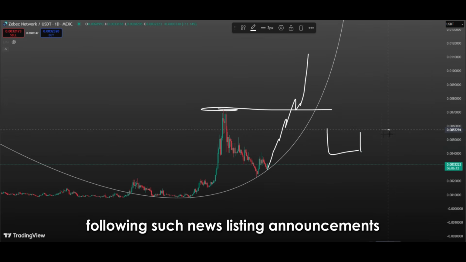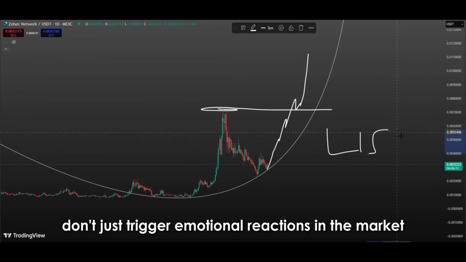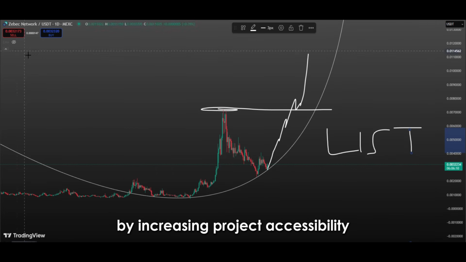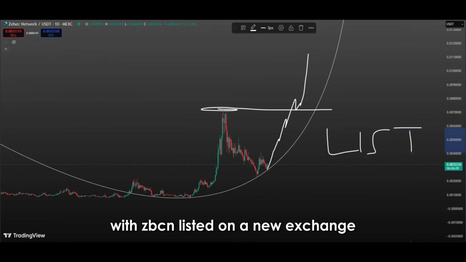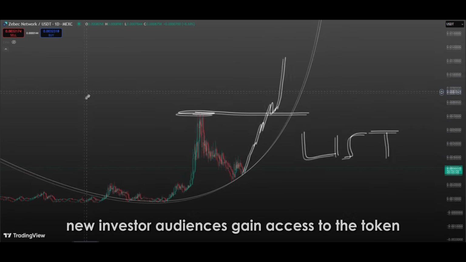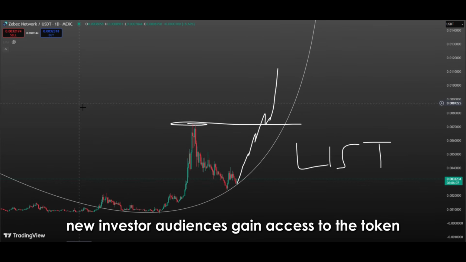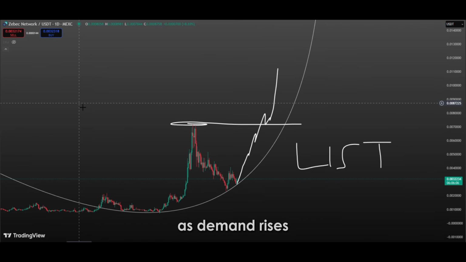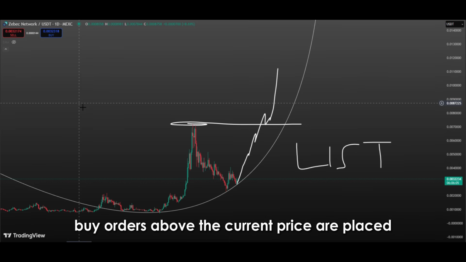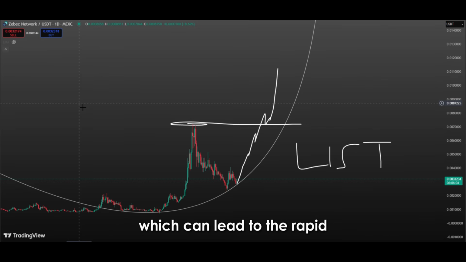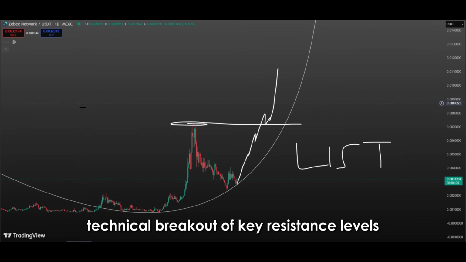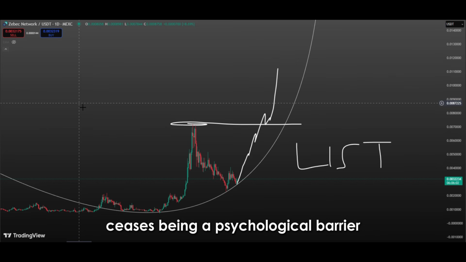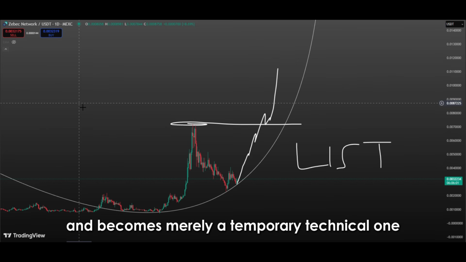following such news. Listing announcements don't just trigger emotional reactions in the market, they also enhance liquidity by increasing project accessibility. With ZBCN listed on a new exchange, new investor audiences gain access to the token, disrupting the supply-demand balance and driving demand higher. As demand rises, buy orders above the current price are placed, which can lead to the rapid technical breakout of key resistance levels. Notably, the current peak level ceases being a psychological barrier and becomes merely a temporary technical one.